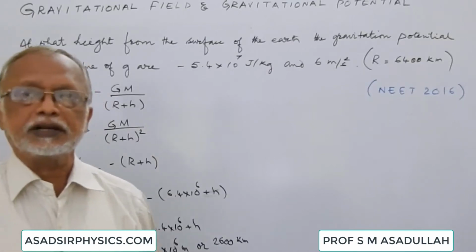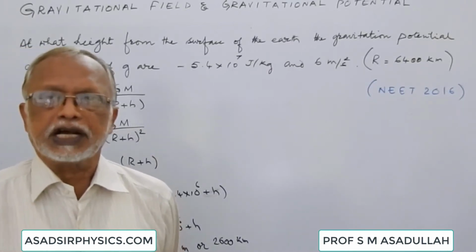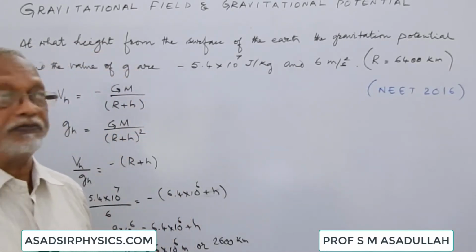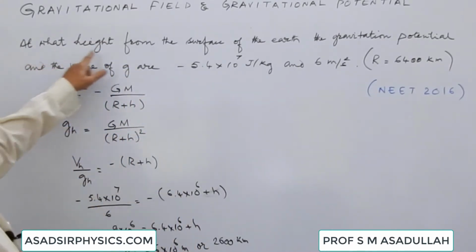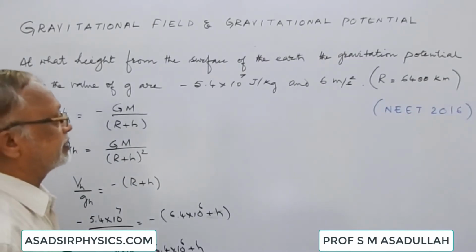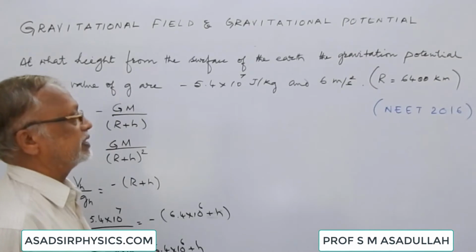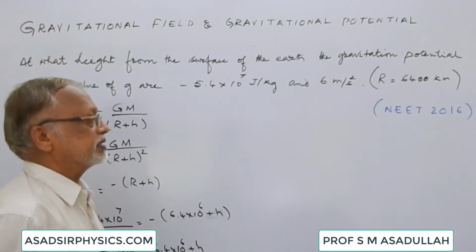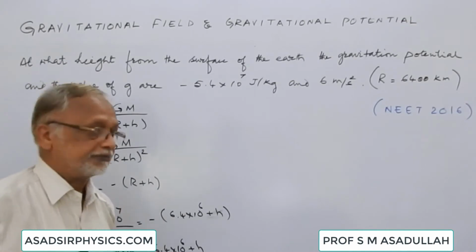Now let us consider a problem which was asked in NEET 2016. I will read this problem first. At what height from the surface of the earth are the gravitational potential and the value of g equal to minus 5.4 into 10 to the power of 7 joule per kg and 6 meter per second square? Radius of the earth is 6400 kilometer.